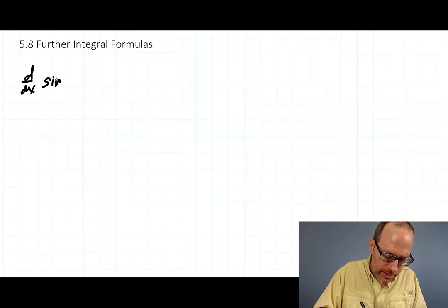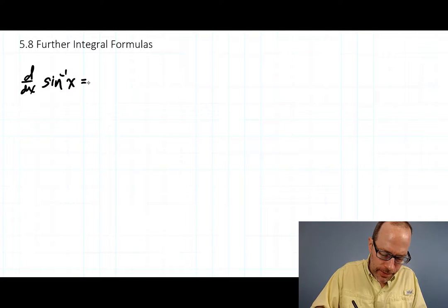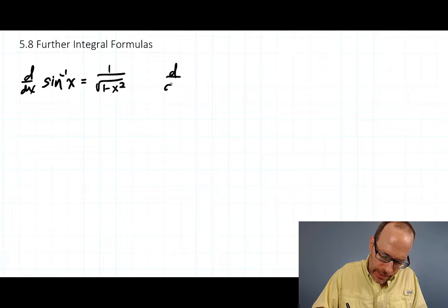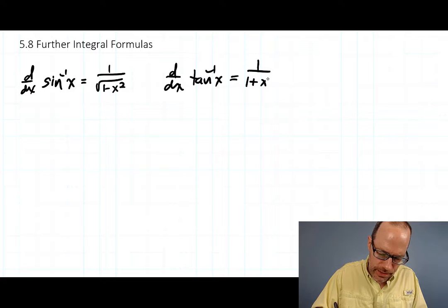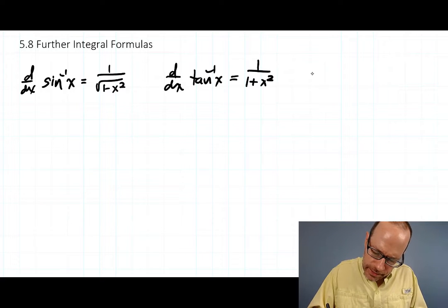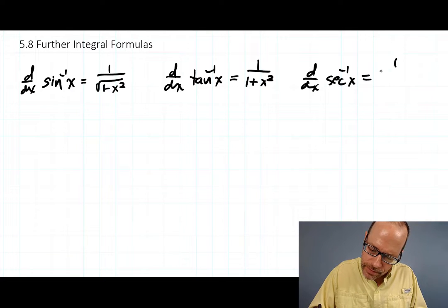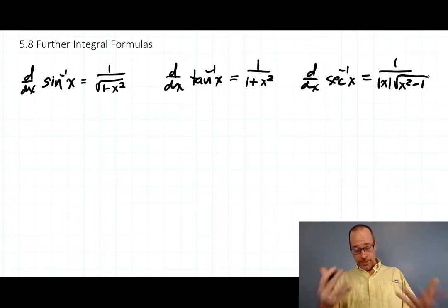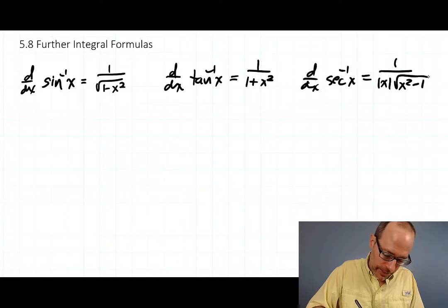d/dx of the inverse sine of x was 1 over the square root of 1 minus x squared, and d/dx of the arctangent was 1 over 1 plus x squared, and then finally d/dx of the inverse secant was 1 over the absolute value of x times the square root of x squared minus 1. Okay, and because we know how to differentiate them, then we know how to integrate them.